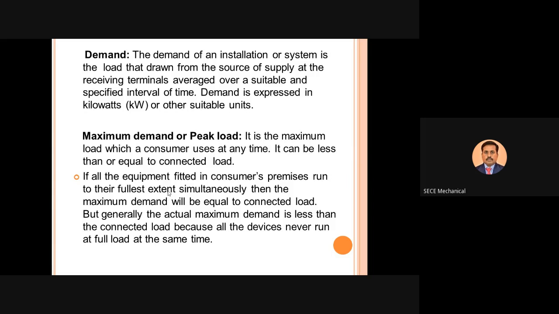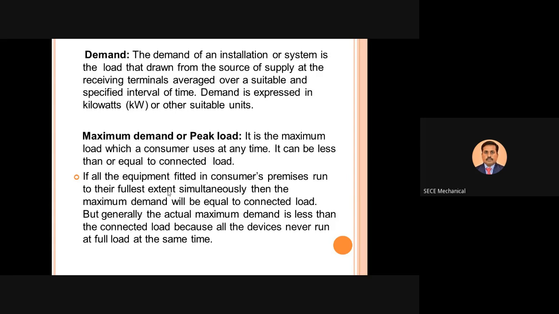Next, maximum demand or peak load. Peak load is nothing but the maximum load which a consumer uses at any time. In between night 12 to morning 12, or we can say midnight to the very next midnight, that is 24 hours, the consumer may use the maximum power at a particular time. That is called peak load.